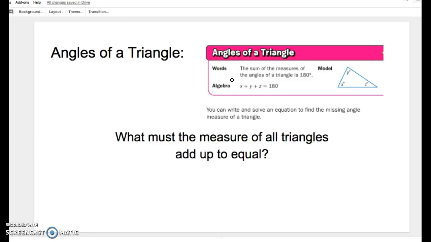This could be 3 angle measurements that are given to you. This could be variables that are given to you. You need to know how to solve both of them.